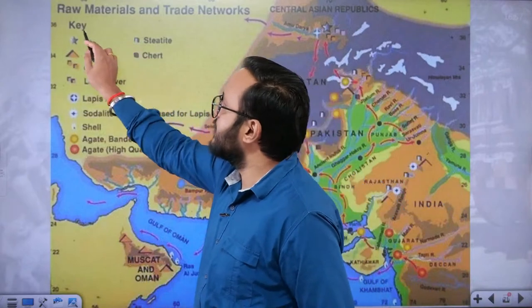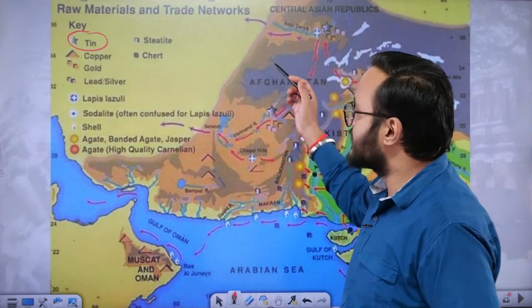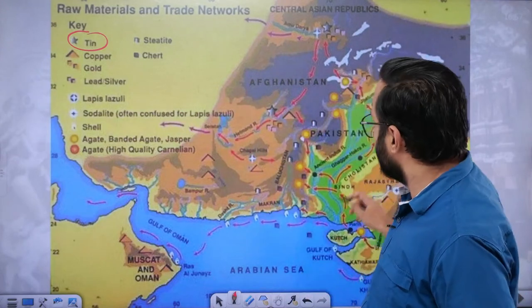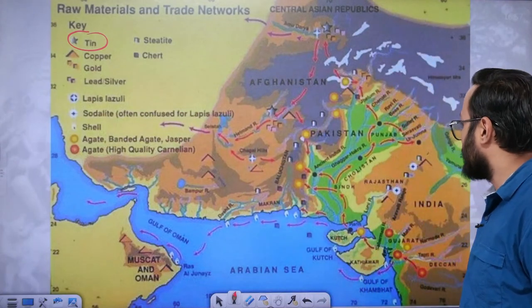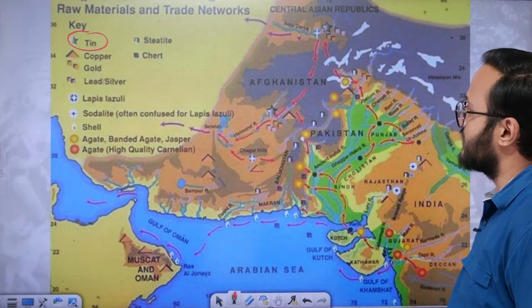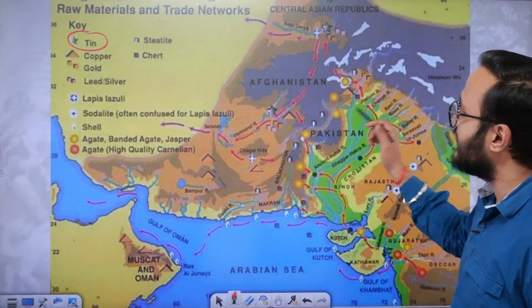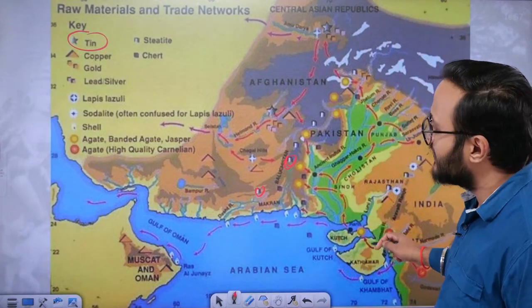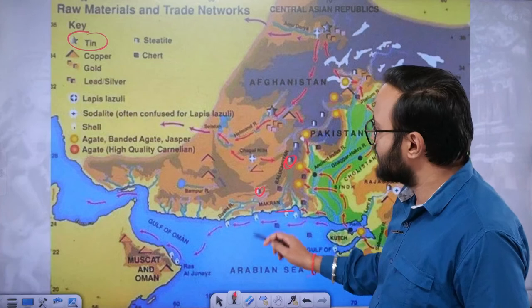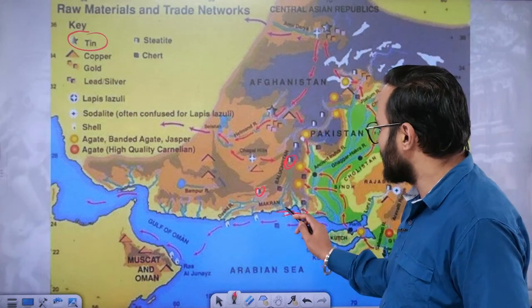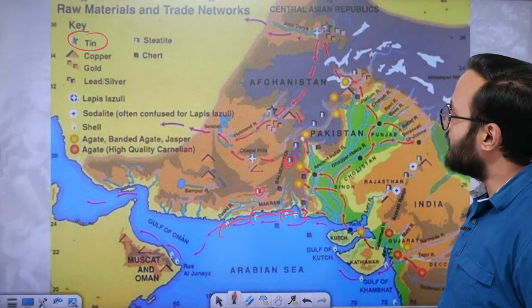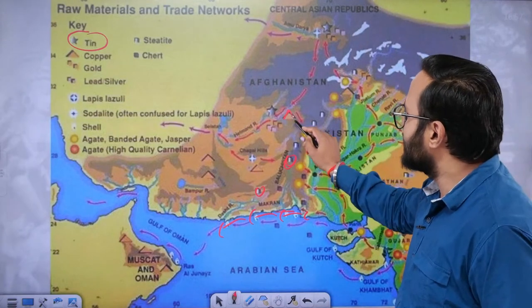Okay, everyone. So as we can see, this map indicates the locations of the different materials which were sent out or which were purchased for the people of Harappan civilization. So here you can see the steatite was there. Steatite was actually sent out. It was exported from Harappa, steatite. Alright.